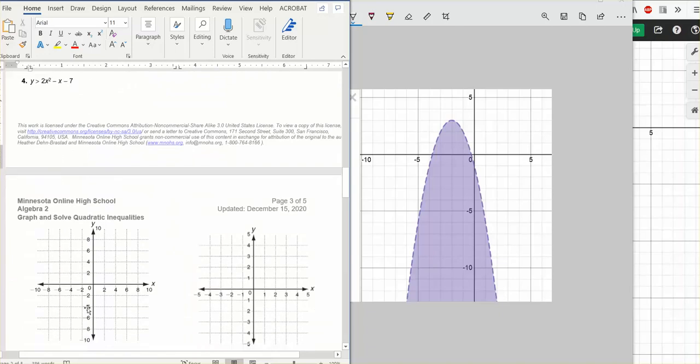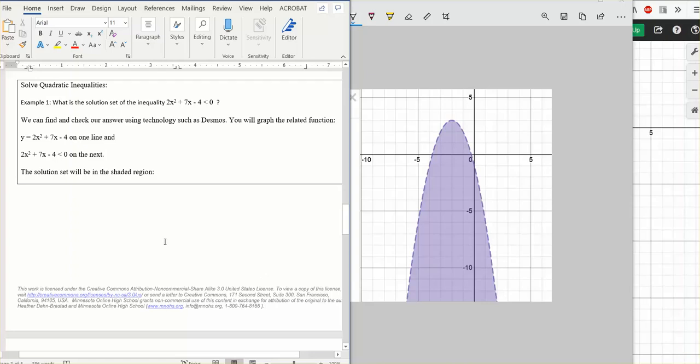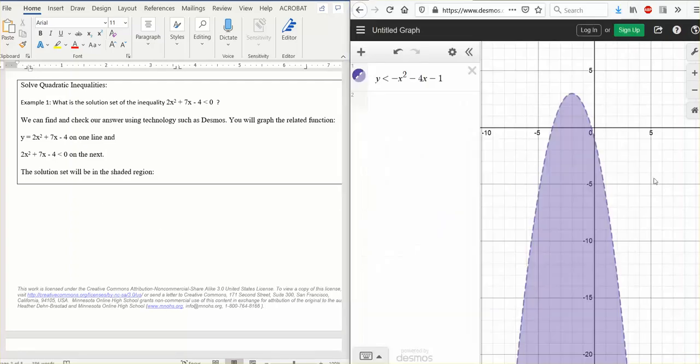All right, the next part's a little bit more complicated. It says that we are going to solve quadratic inequalities. So here's an example. What's the solution or the solution set for this inequality? So what we're going to do is graph two equations, or two functions. We're going to graph y equals this, and then on the next one we're going to graph exactly what it looks like. So we're going to graph both because then it will show up in Desmos correctly. So let's do that before I show the next page.